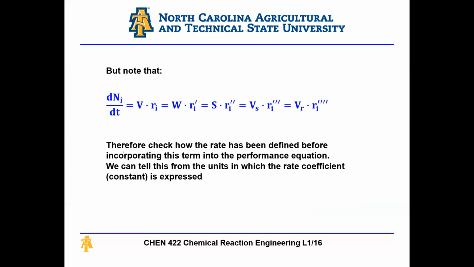Checking how the rates have been defined is important when deriving your performance equation, because you could have some kinetic expression where someone did experiments and got the reaction rates in terms of the mass of the catalyst, for example, but you're interested in determining the reactor volume. So you have to do a conversion from mass of catalyst to volume of reactor, whatever it is. It's important to realize that they're all related using the basic expression here, which is change in number of moles per time. Good.